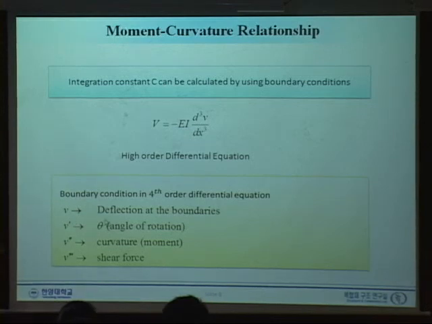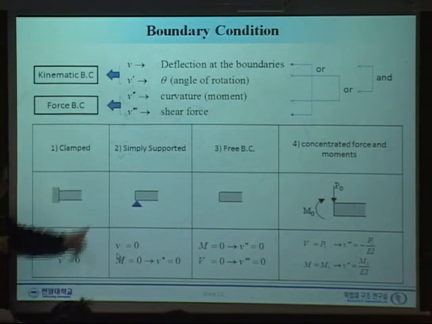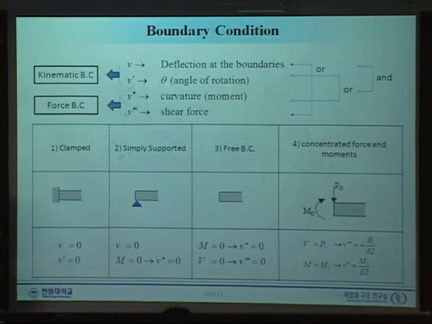So v itself is the deflection, v prime is the angle of rotation, and v double prime is the curvature, or moment, right? Moment is EI times curvature, and the third derivative is shear force. Okay? These are 4 different types of boundary conditions. And here we have a v prime. And here we have a v and v double prime.